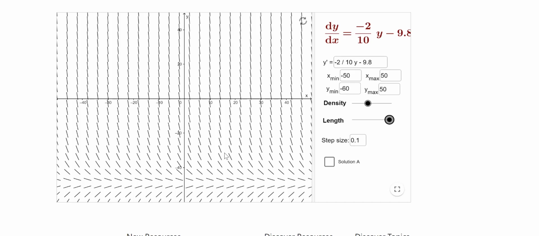So this is a picture at every little x, y point, or if you want to think about different variables like v and t, at every little point, you've got an idea of what the slope looks like.